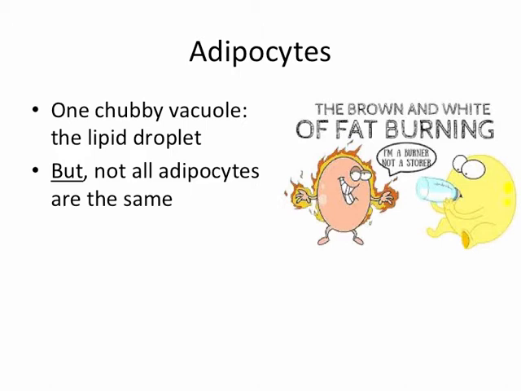The adipocytes that you see at the butcher's are called white fat cells, white adipocytes. These are the ones that are important for storing fat in that lipid droplet. So if we eat too much or there's too much fat circulating in our bloodstream, adipocytes will take up those molecules and store them in that chubby vacuole.